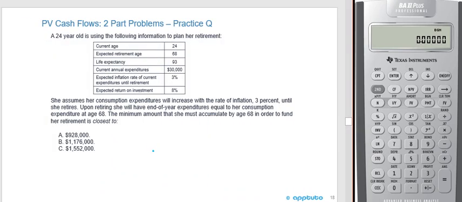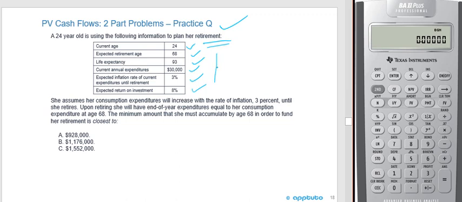Okay, I'd say this type of question is more typical of what you'd expect to find in terms of the level of difficulty on a CFA exam, because it's kind of a two-part problem again. So a 24-year-old is using the following information. She's planning her retirement. So she's 24 years old. She's expecting to retire at 68 years old. She has a life expectancy to 93. Her annual expenditures currently are $30,000. The expected inflation rate of current expenditures is 3%, and the return on investments is 8%.